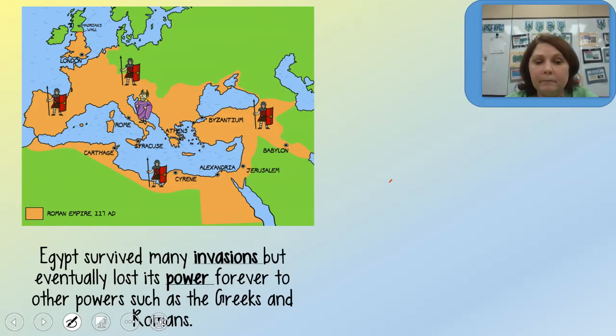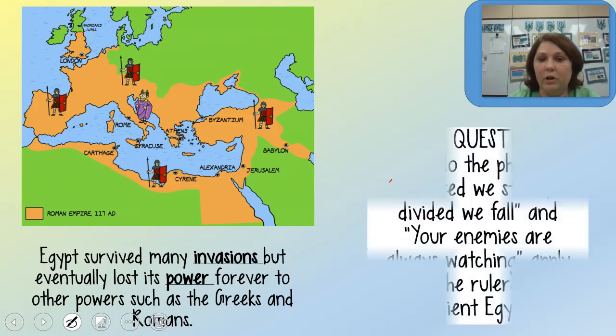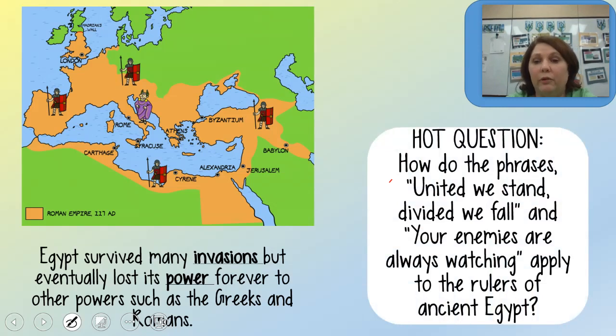So there's that. So here's your hot question. How do the phrases united we stand, divided we fall, and your enemies are always watching apply to these ancient rulers of Egypt? So there's two questions there. Answer both parts. Now, last time all you had to do was bullet points. We are back to the original rules for answering a hot question. We're back to 3 to 5 sentences, and this is going to be at least 4 because you got to say why and then give an example of how.